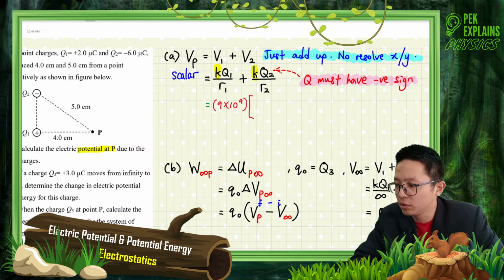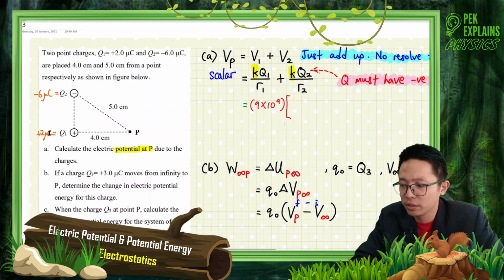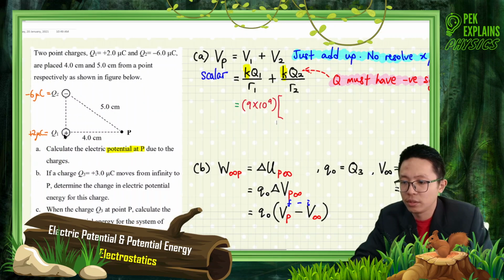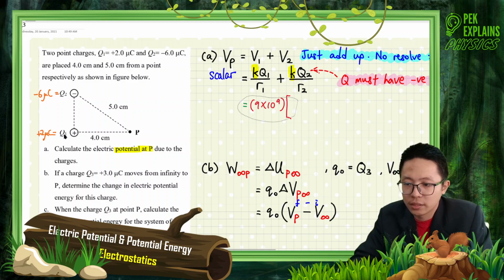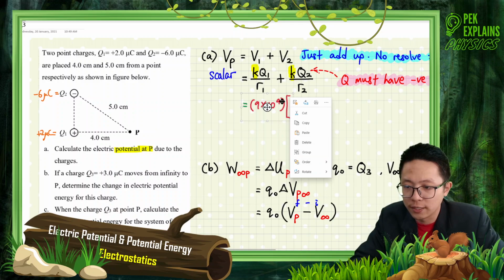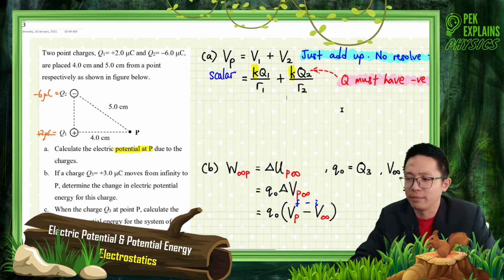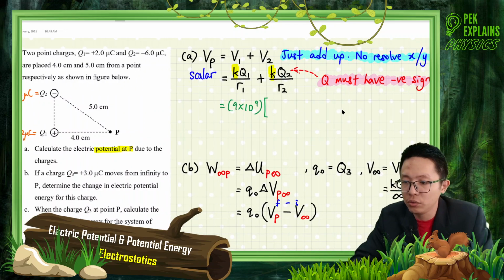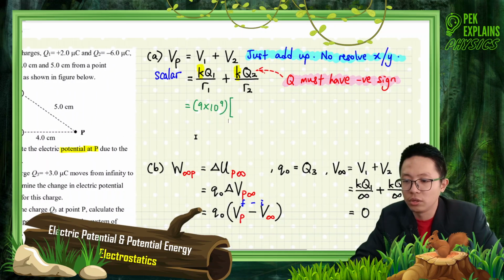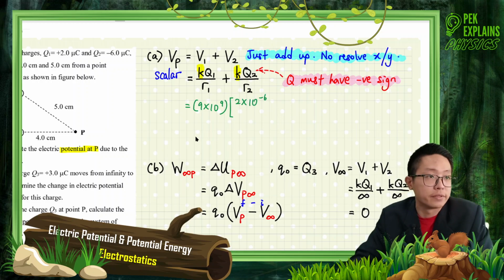Then you have Q1, which is a positive 2 microcoulomb. Never mind, just write all over again. I'm sorry. So k is 9 times 10 to the power 9. Factor the k out, and then Q1 is 2 microcoulomb. Let's substitute 2 micro. Micro is 10 to the negative 6.